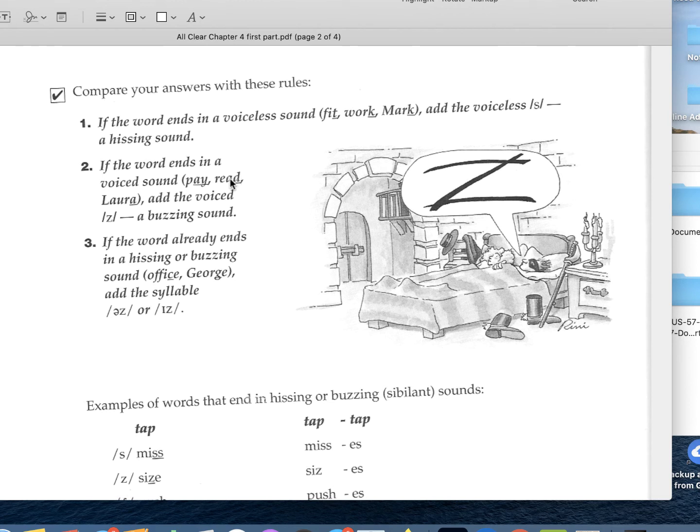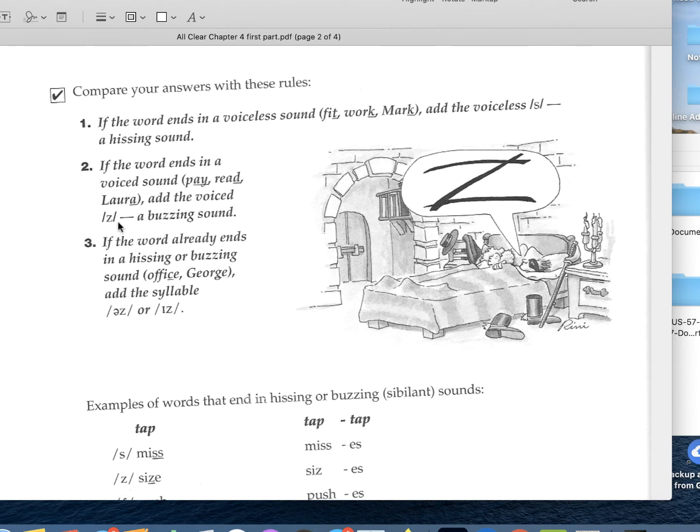Okay? If the word ends in a voiced sound, and all vowels are voiced, by the way, so pay, the last sound you hear is A, and that's a vowel, and it's voiced, or read, D's voiced, or Laura, which is a vowel, add the voiced Z to it, okay?